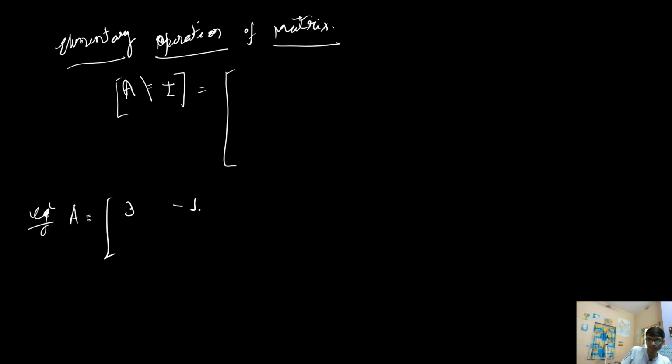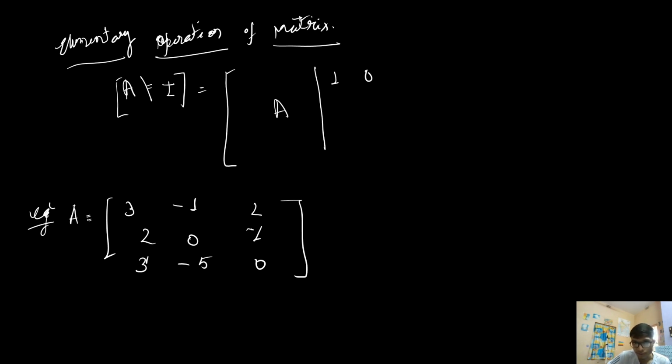For example, if a matrix A is given, we take it in the form A equals I A. Let us take an example and try to find out. For example, the matrix is given as 3 minus 1 2, 2 0 minus 1, and 3 minus 5 0. Now if I ask you to use elementary row transformation and find the inverse of this matrix, you will write this matrix here, and next to it you will write the identity matrix of the same order.